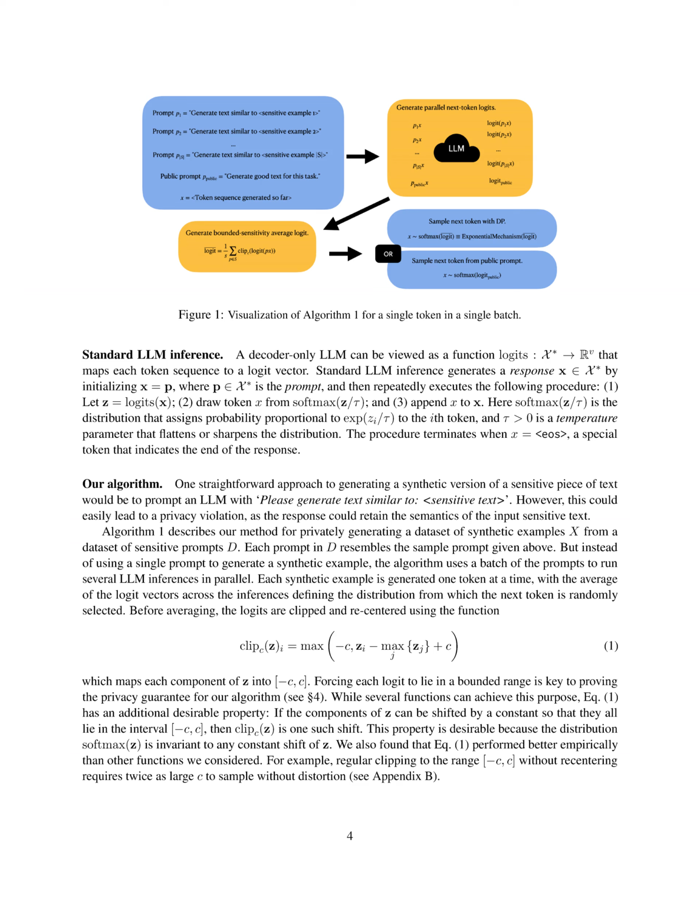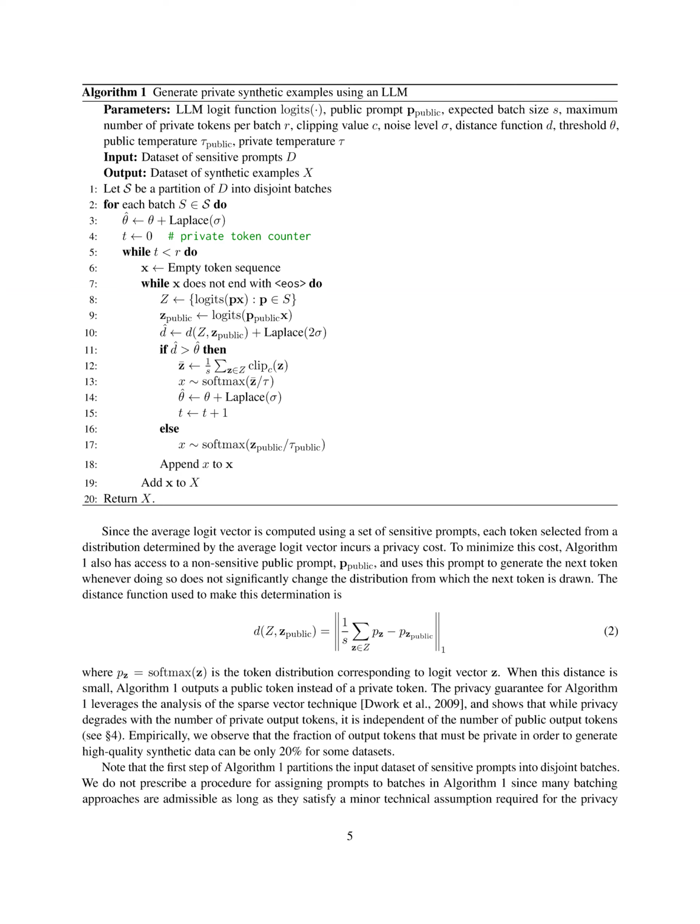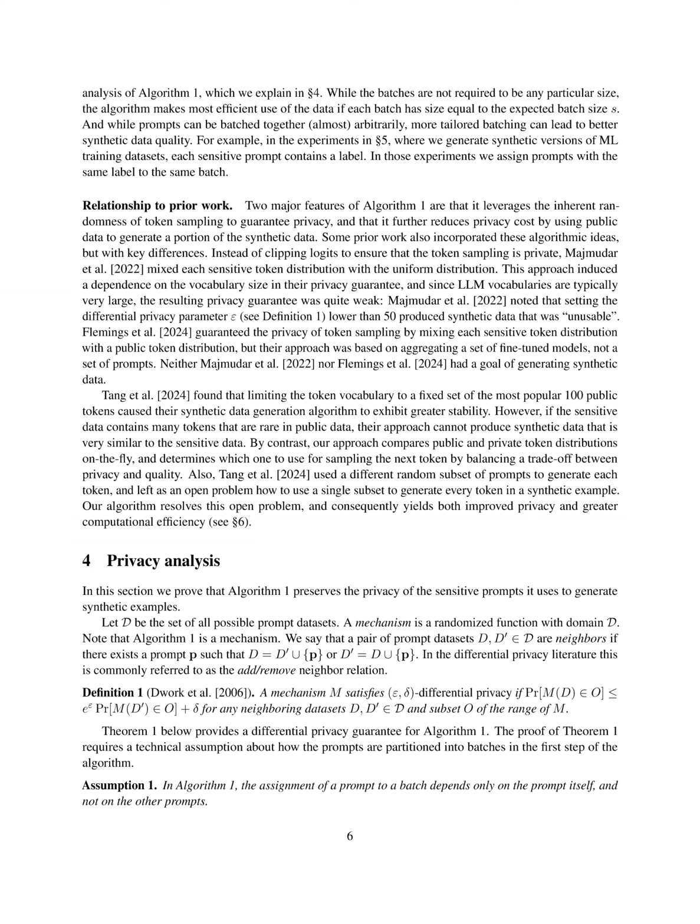Before averaging, the logits are clipped and recentered to ensure privacy. The algorithm also has access to a non-sensitive public prompt and uses it to generate the next token whenever doing so does not significantly change the distribution from which the next token is drawn. The privacy guarantee of the algorithm leverages the inherent randomness of token sampling and reduces privacy cost by using public data to generate a portion of the synthetic data.